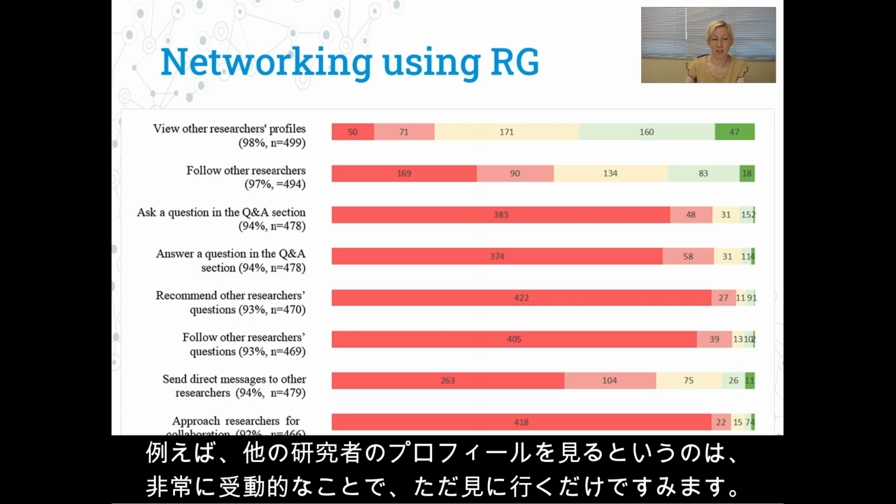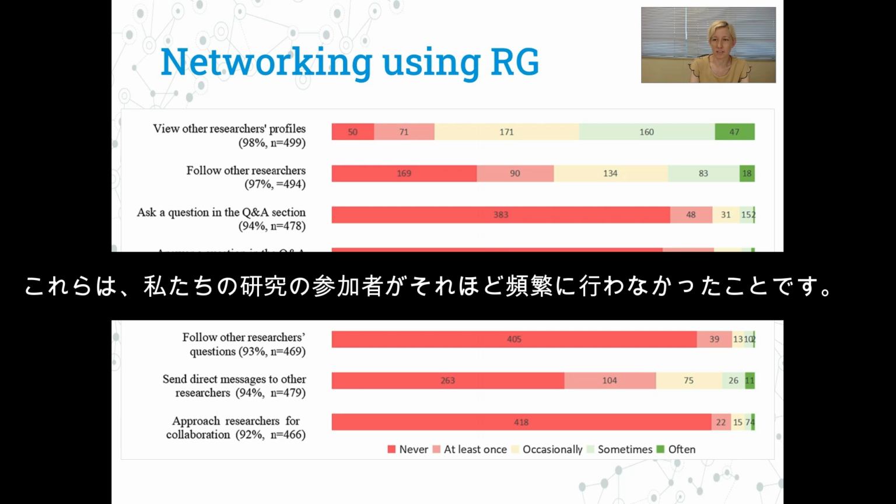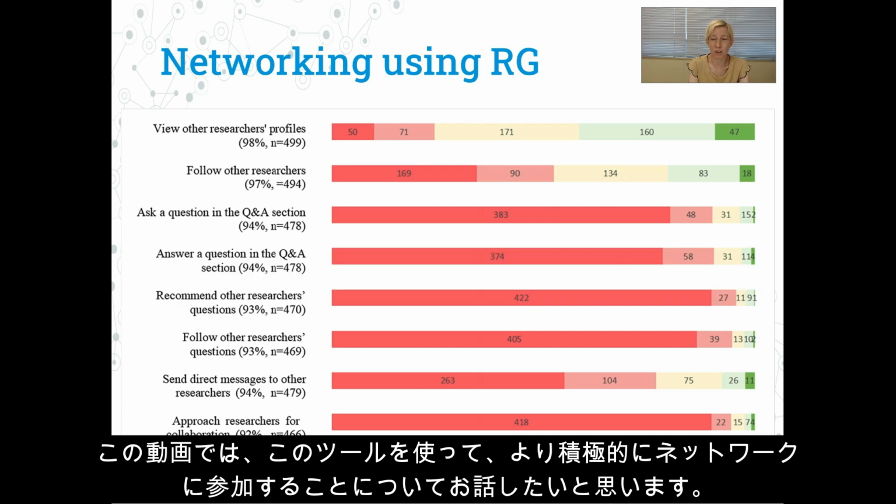This is something that researchers in our study did somewhat frequently. But when we look at something like sending a direct message or approaching a researcher for collaboration, these are things that weren't done as frequently by the participants in our study. So in this video, I want to talk a little bit about being more active in networking using this platform.